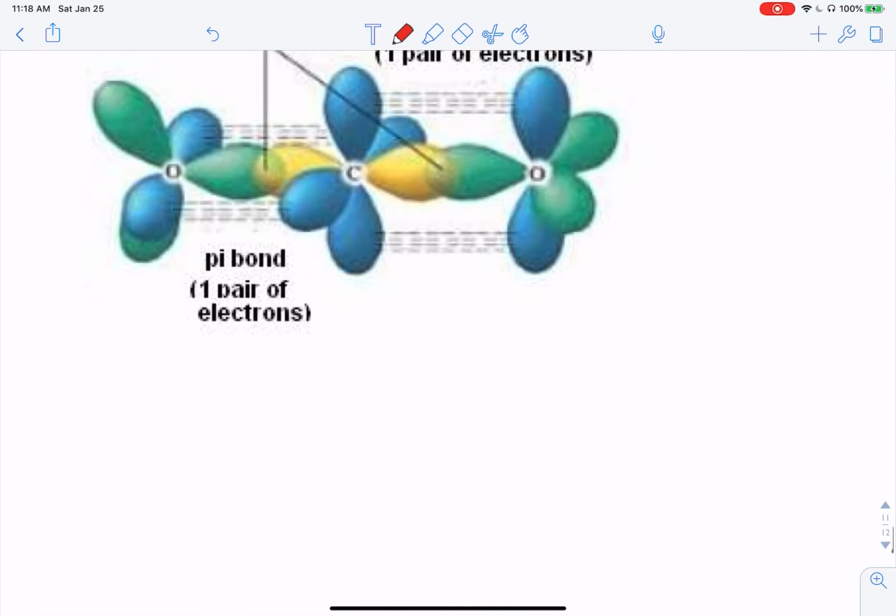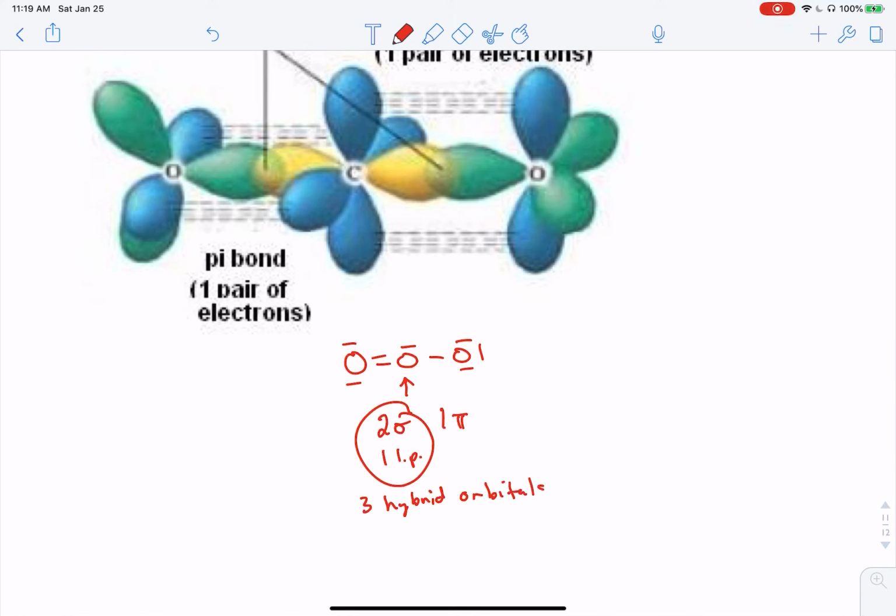Okay. Let's say we had something like ozone. And we were just talking about this oxygen in the middle here. Okay, the one in the center. How many sigma bonds does it have? Two sigma bonds. How many pi bonds? One. How many lone pairs? One. So, thank you, good job. Three hybrid orbitals. Okay. So what is the notation for hybridization when you have three hybrid orbitals? sp2. That's it.